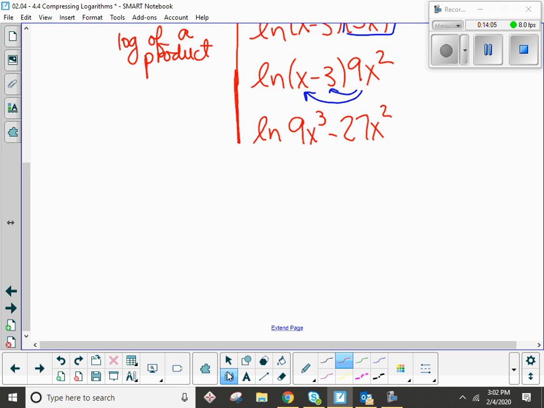Right now, the way I have it written, the log is only being applied to the 9x cubed. That 27x squared is like this whole other thing floating out to the side. It's not included with the log. In order to show I need the log of everything that comes after it, I need parentheses.